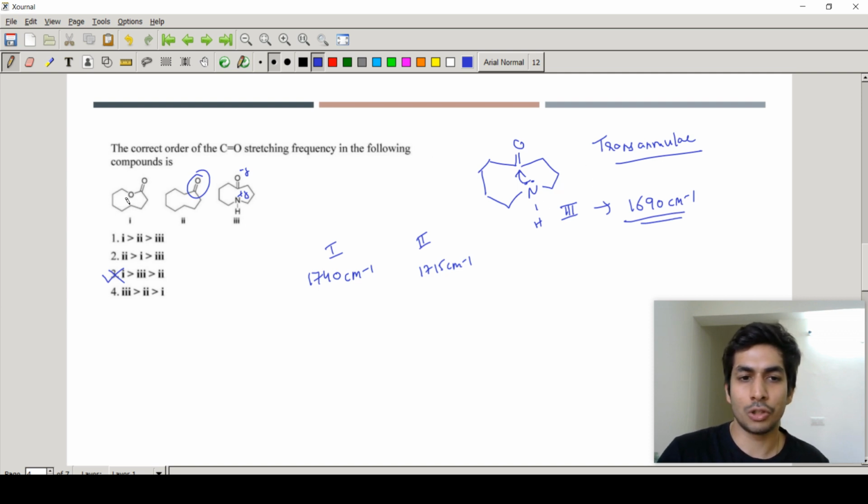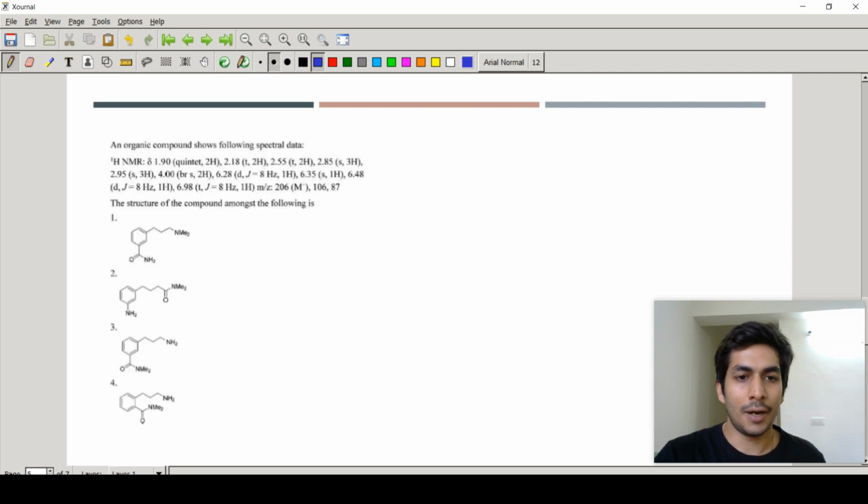So we have an ester, which will have the highest stretching frequency, followed by a ketone, and then, due to the transannular electron donation, this one acts as an amide. So the correct answer would be the first option, that is 1, 2 and 3. All right, so again this was not a direct question, it was a bit tricky. So let's move forward to the next question.